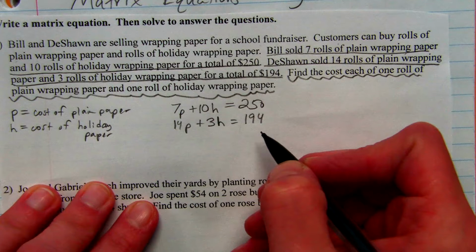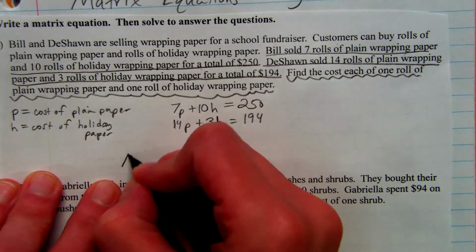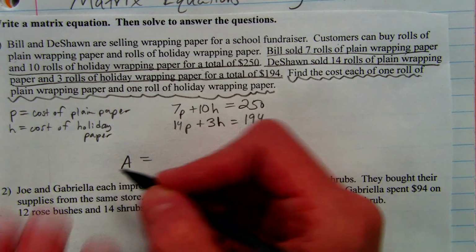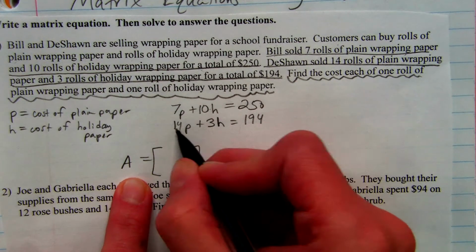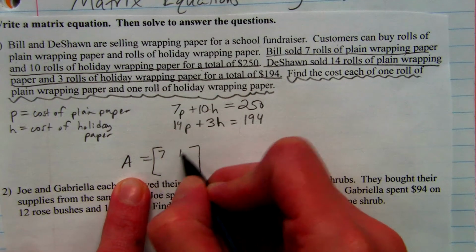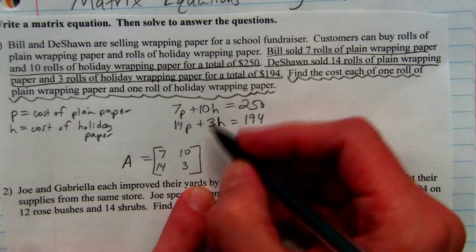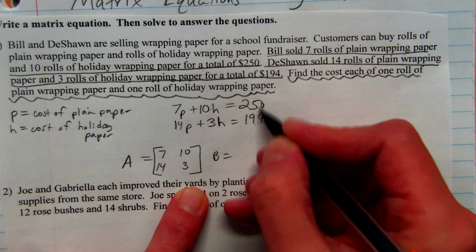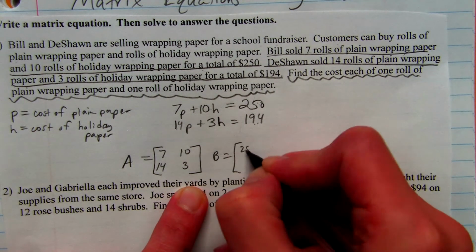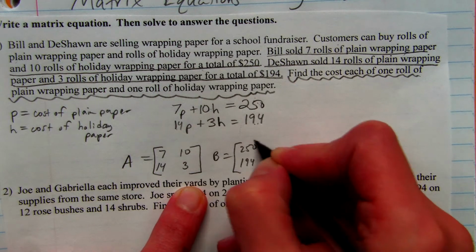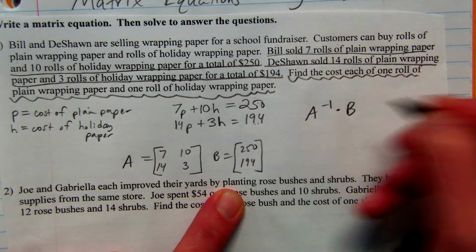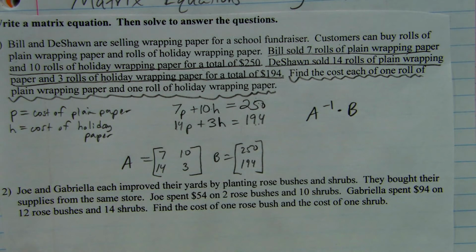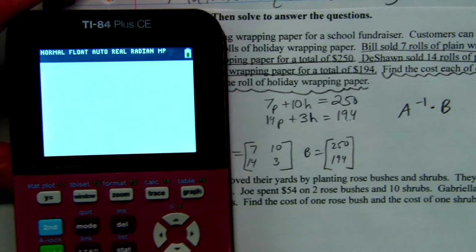So we learned how to set up matrix equations, and then we proved that we could do a shortcut. So do matrix A, which is a square matrix from the coefficients here, so 7, 10, 14, and 3. And we'll make a matrix B for the totals on this side, 250 and 194. If we put these into the calculator and take A inverse times B, that's going to give us the answers very quickly. So let's review how we put these in the calculator.